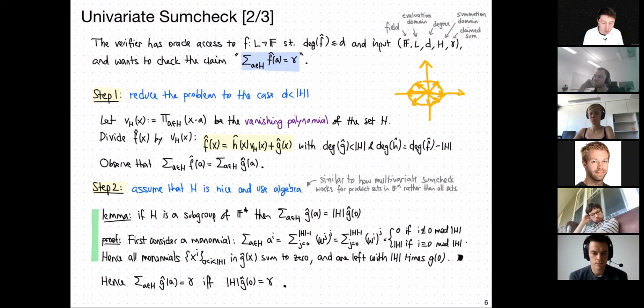So we are about to assemble these 2 steps into a protocol for a univariate sum check. But before I do that, are there questions either about step one or about step 2? Step 1 is just basically reducing the degree without changing the sum. And step 2 is basically saying if the degree is less than h, then we can control it or understand it through the constant term of that polynomial, because h has structure.